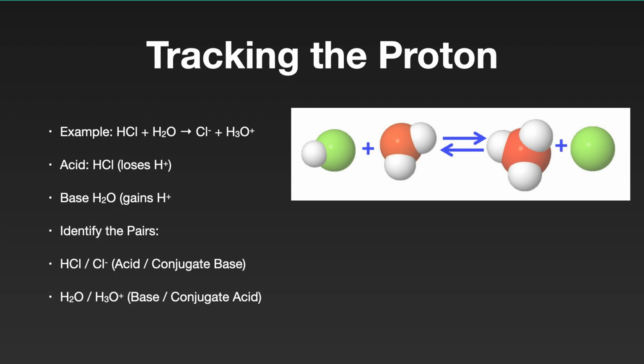Look at HCl. On the product side, it has become Cl-. Since it lost a hydrogen, it must be the acid, and Cl- is its conjugate base. Water, H2O, became H3O+, meaning it gained a hydrogen. Therefore, water acted as the base, and H3O+ is the conjugate acid.